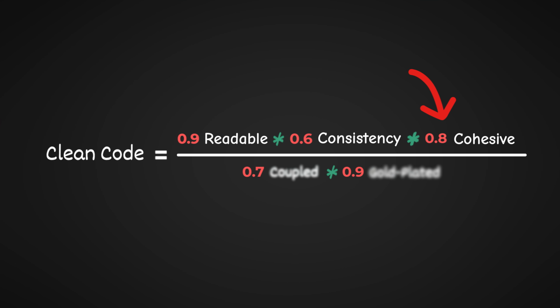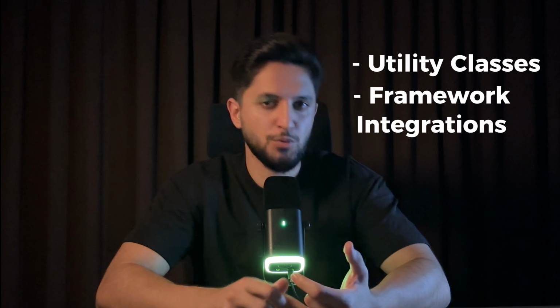I gave this one a weight of 0.8 and not 1, because in real life, full cohesion is a bit rare. For example, we might have utility classes or framework integrations, and that's fine. Chasing full cohesion might lead to over-engineering.